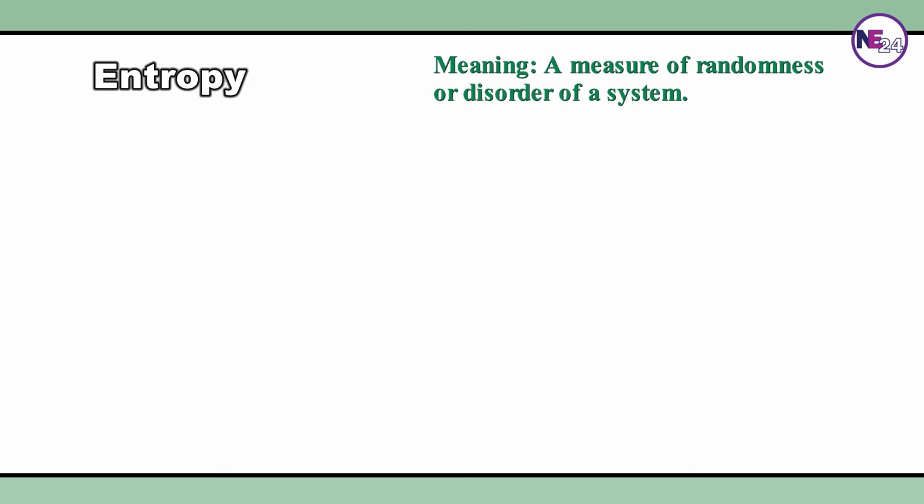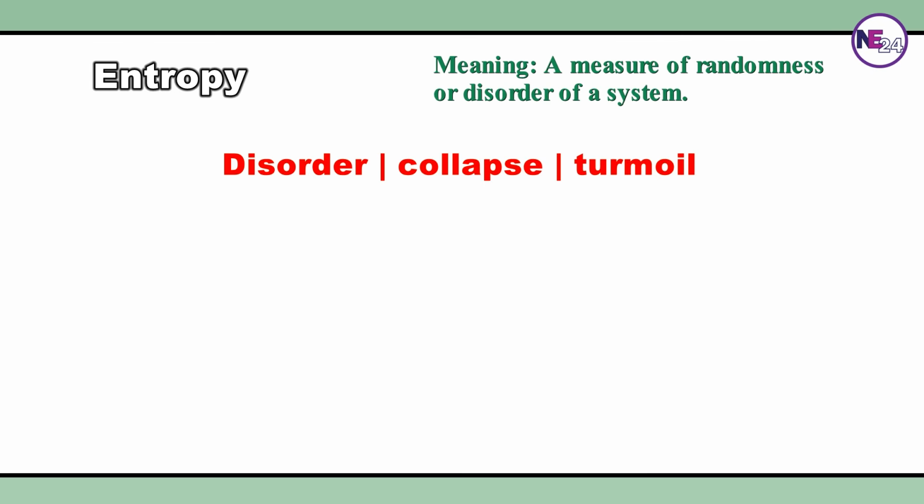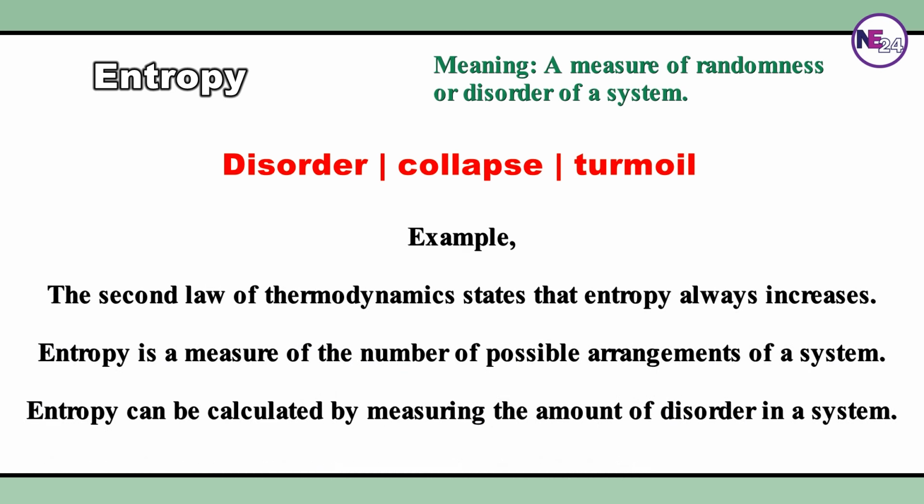Entropy. A measure of randomness or disorder of a system. Disorder. Collapse. Turmoil. The second law of thermodynamics states that entropy always increases. Entropy is a measure of the number of possible arrangements of a system. Entropy can be calculated by measuring the amount of disorder in a system.